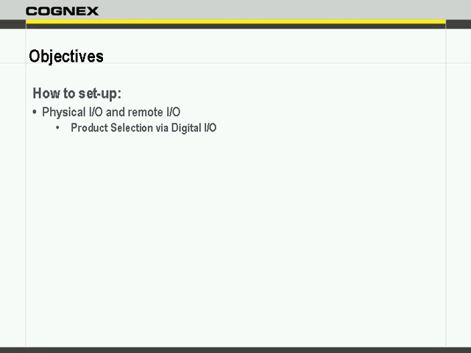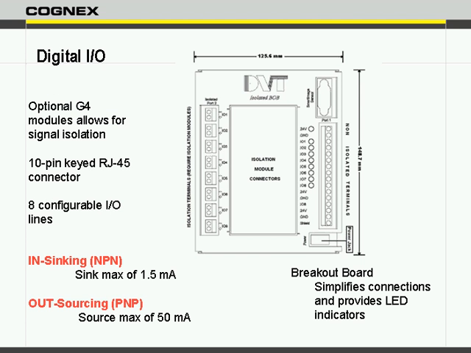Some product selection via a digital I/O, and I will go over some other subject areas as they arise through the slides. First point to consider when looking at digital I/O is how do we get the digital I/O out of the camera? One of the apparatuses that we use is a breakout board. What we have here in this slide is an example of an isolation breakout board.